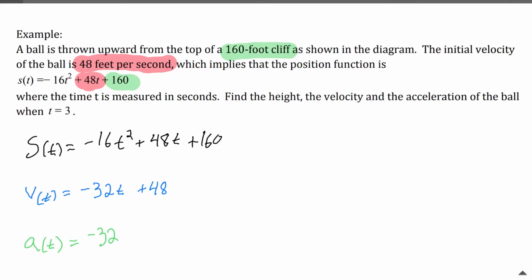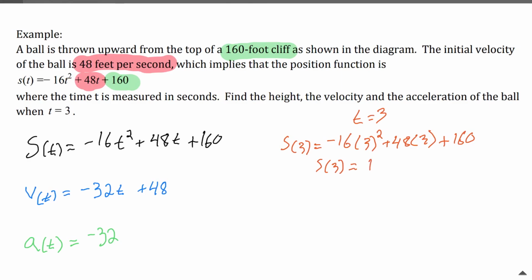Now, what the question's really asking us to do is find when t is equal to 3. So if we want to find our height when t is equal to 3, we use our height or our position function, and we just find s of 3. So we're going to substitute a 3 in here. We're going to say negative 16 times 3 squared plus 48 times 3 plus 160. And when you guys substitute in the 3, you should get 160. Right, this is 160 feet in this case.